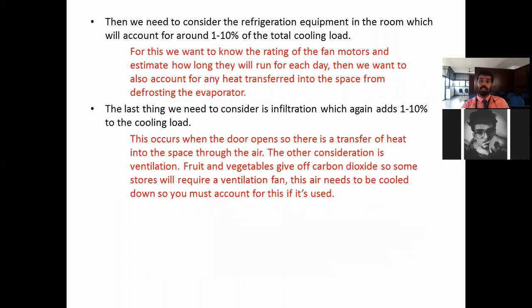Then we need to consider the refrigeration equipment in the room, which will account for around 1 to 10% of the cooling load. What is that refrigeration equipment? For this, we want to know the rating of the fan motors and estimate how long they will run for each day. We also want to account for any heat transfer into the space from defrosting the evaporator. So this is the heat produced from the refrigeration equipment itself. You know there is a fan and a blower and evaporator and all those things kept inside it, but there also heat will be produced. So that also we have to take into account.